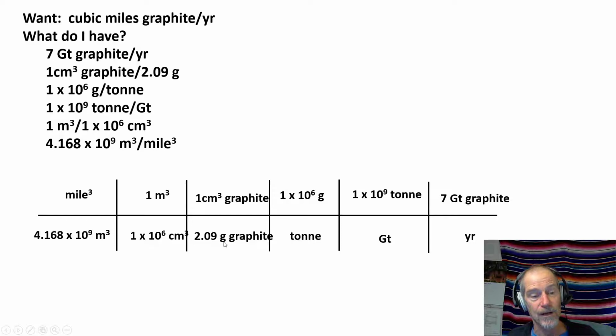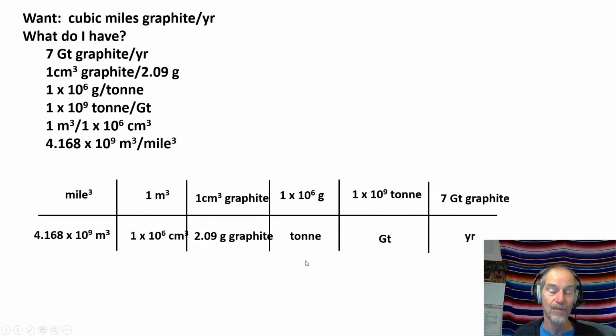But now I have grams on the bottom. I want to get rid of grams. So where do I get rid of grams? This one here. Stick that in. Now I've got tons. So I found 1 times 10 to the 9 tons per gigaton. Stick that in. Tons will cancel out. I've got gigatons. I put 7 gigatons graphite over here. And voila, years are on the bottom, and I get cubic miles of graphite per year.